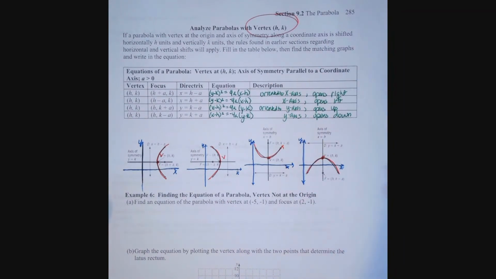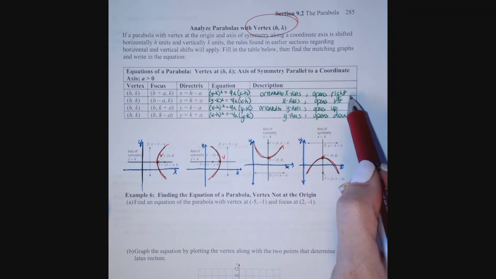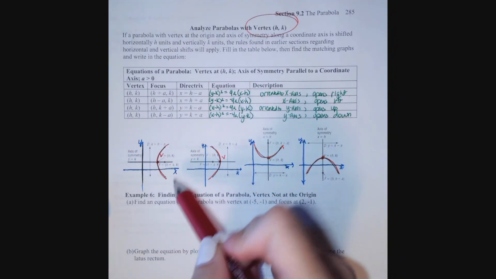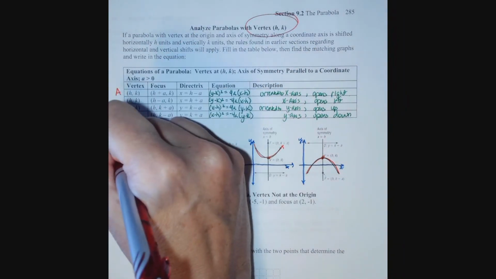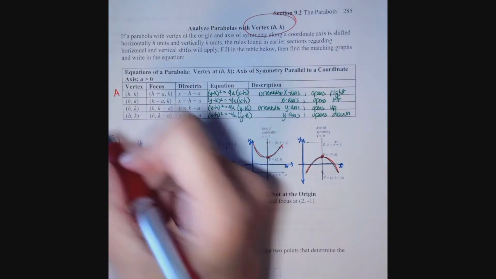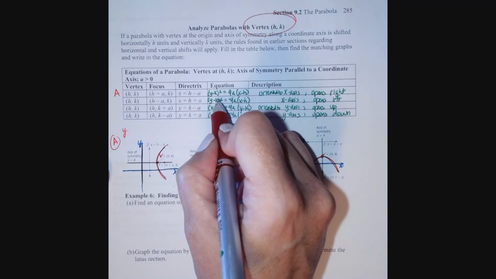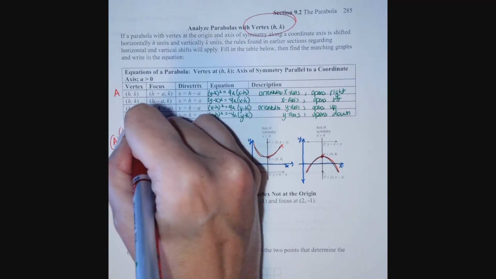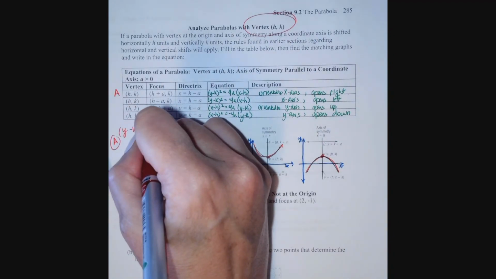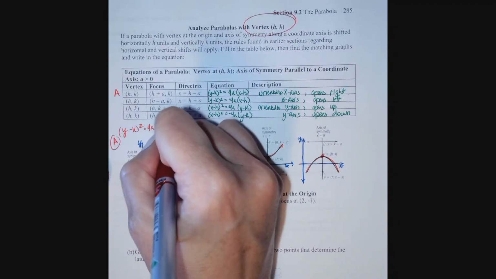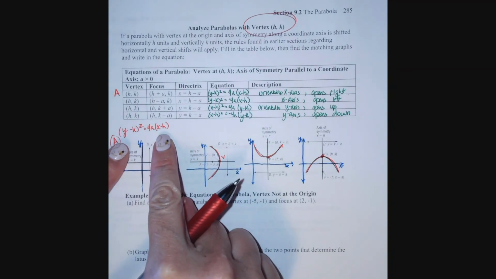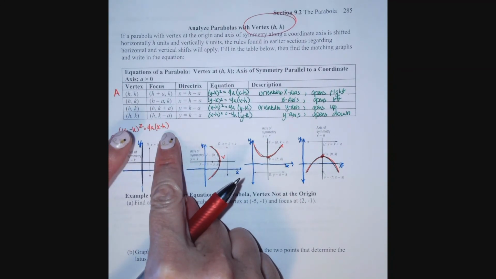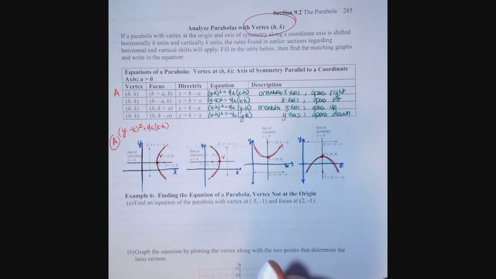So if my parabola is oriented on the x-axis and opening to the right, this is the equation for that parabola. We still have a y squared if it's open to the right or the left. So this is going to be y minus k squared equals 4a times x minus h. So I've got a horizontal shift and a vertical shift away from the origin.